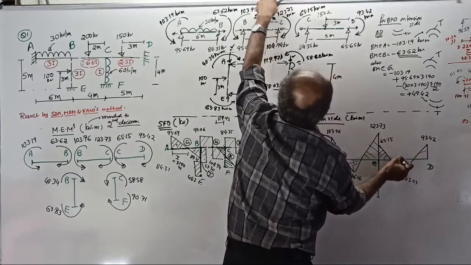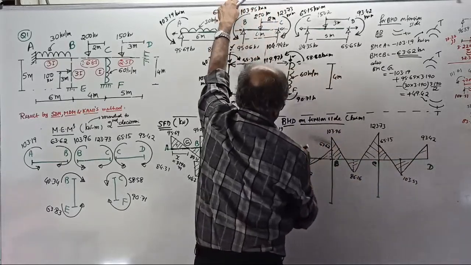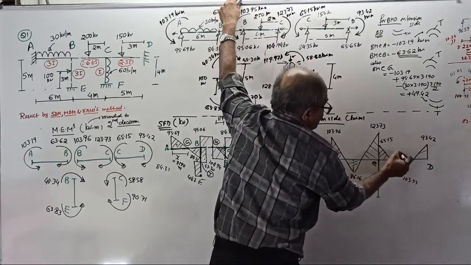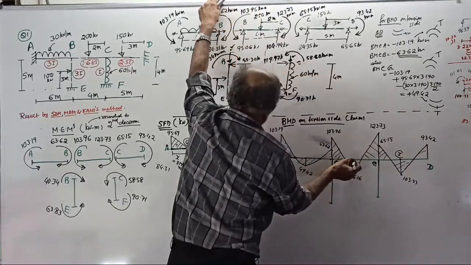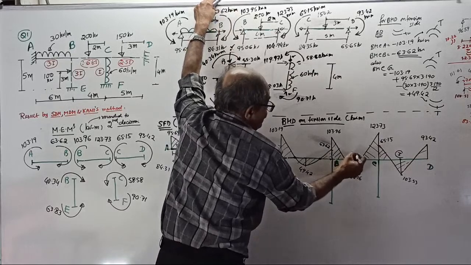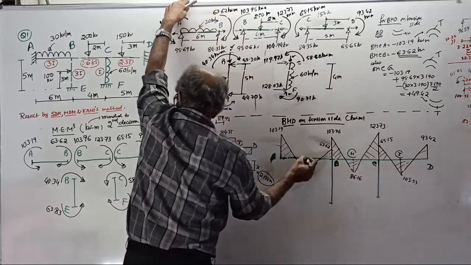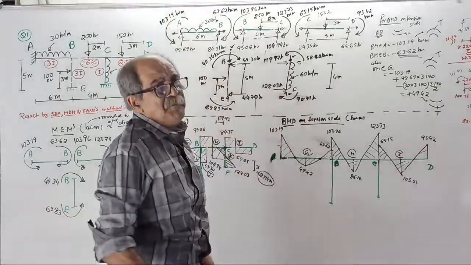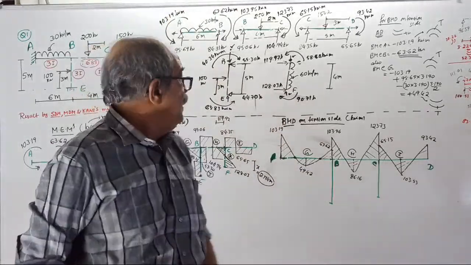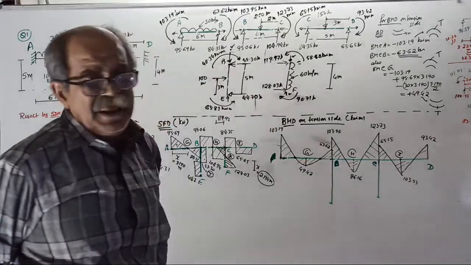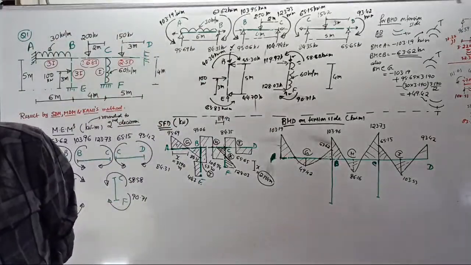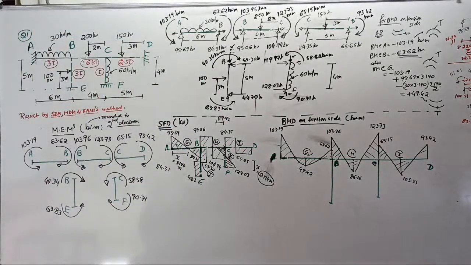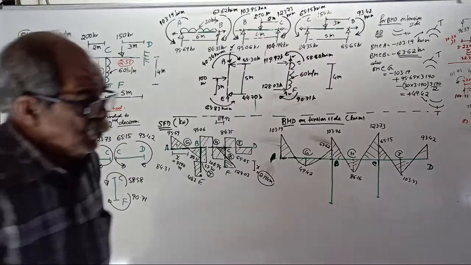This point is I point. This point is H point. And this point is your G point. Okay. Beam completely clear. BMD for the beam completely clear. I will go to vertical member now. Vertical member is very important. Okay. Now go to vertical member.